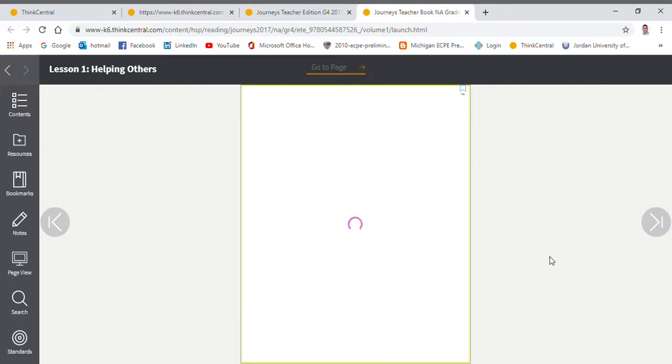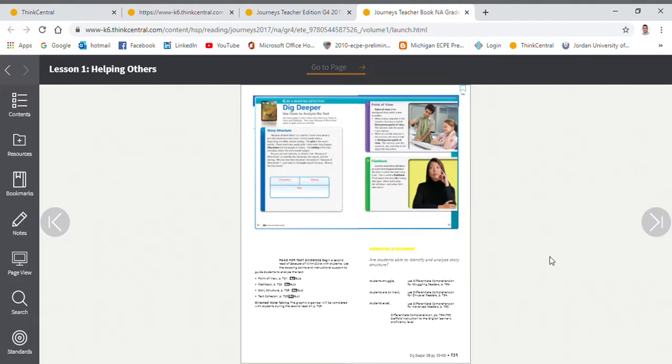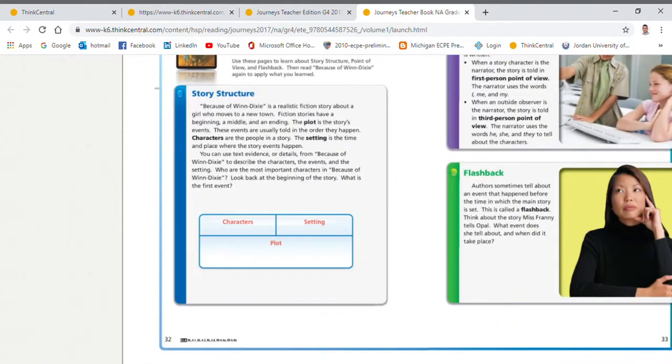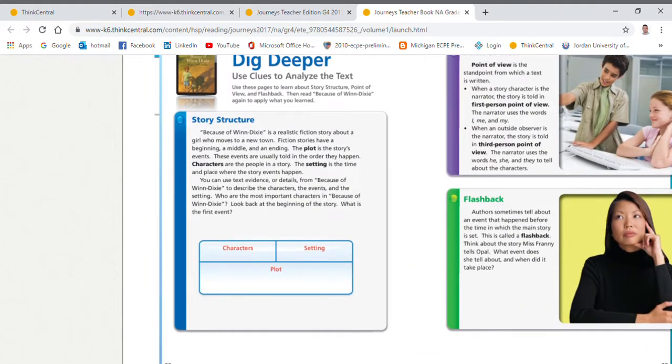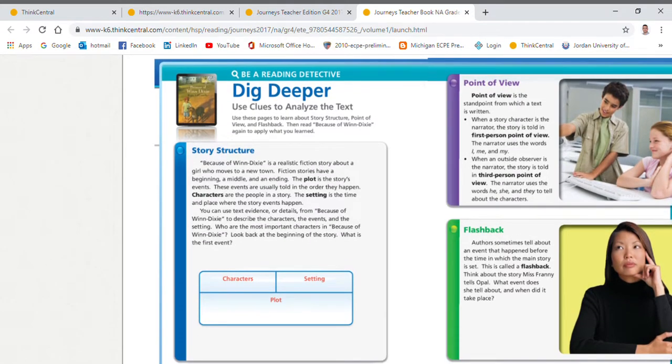The plot is the most important events that happened during the story. Like what are the main events that happened in the beginning of the story, in the middle of the story, and at the end of the story. So this is the story structure.